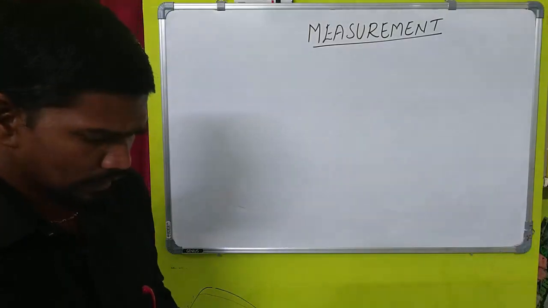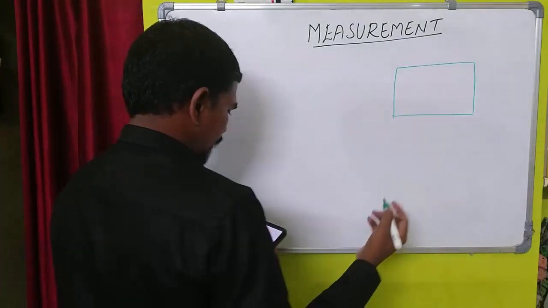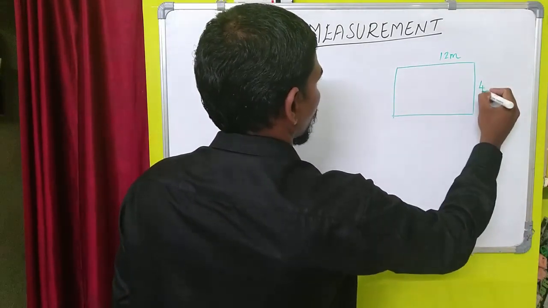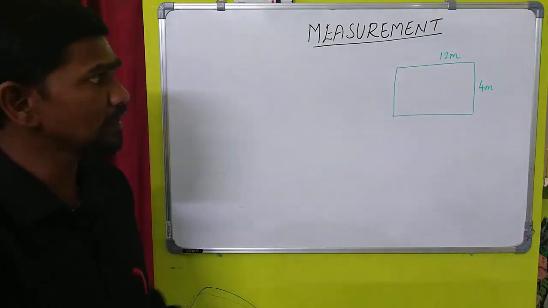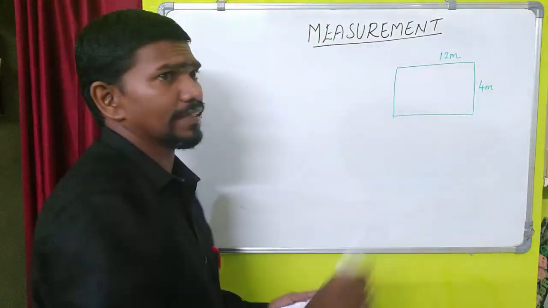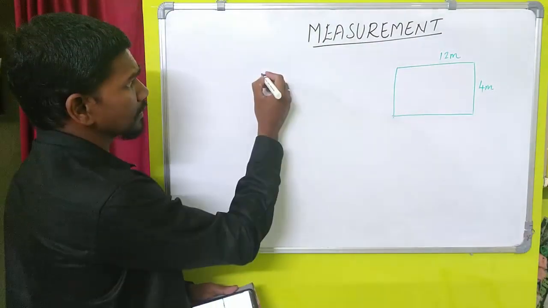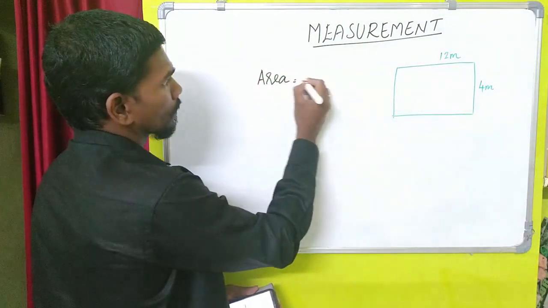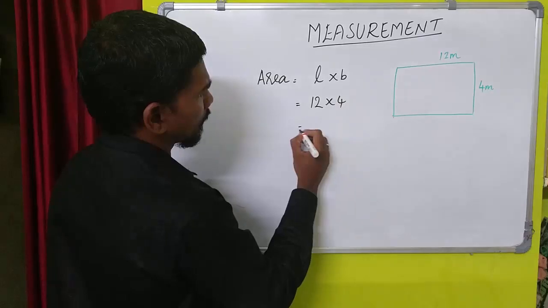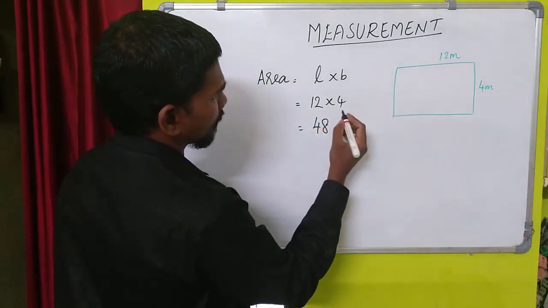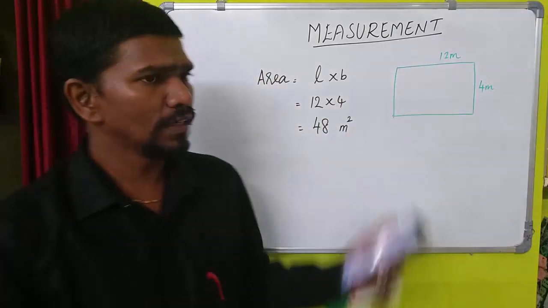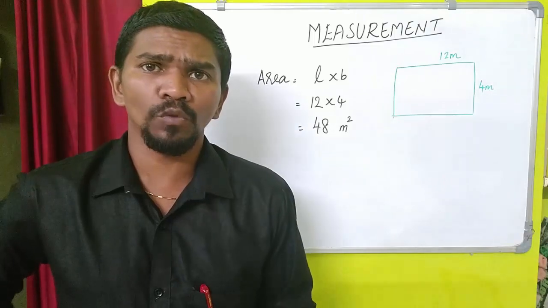First we are going to see the rectangle. The rectangle has length 12 and breadth 4 meter. So this 12 meter and 4 meter is length, so it is a fundamental quantity. When you go for an area, that is a derived quantity. So the formula is L into B. So 12 into 4, then we get 48 meter square. So that is the area of the rectangle. Like that you can find the square also.